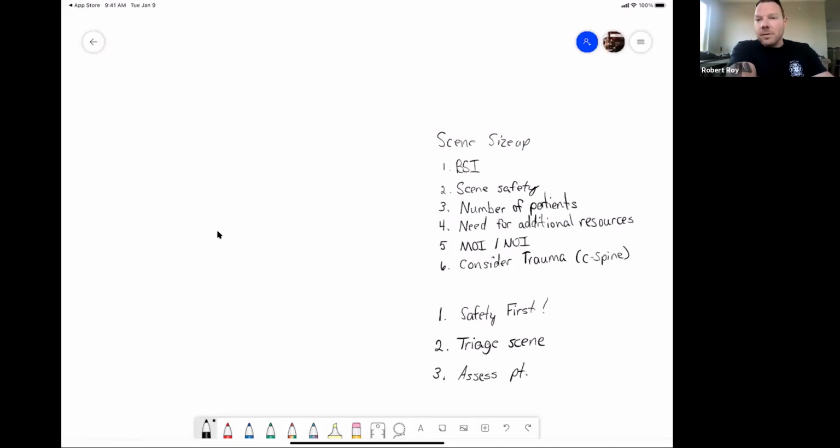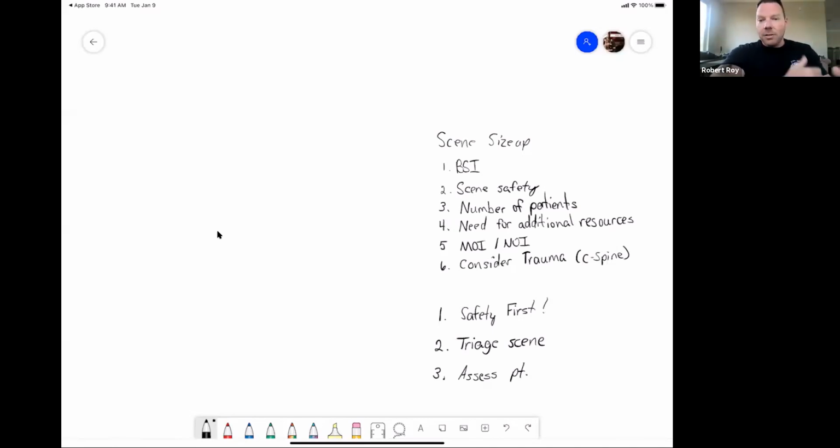So that's the 6 steps of your scene size up. You can do this every single time. You can do almost all of this. In fact, you can do all of this before you ever make it to your patient. From the minute you get on scene, you're putting your gloves on before you get out of the truck, looking around, seeing if you see anything that's a sign of an unsafe scene, and determining whether you can make that scene safe or if you just need to wait until somebody else gets there.